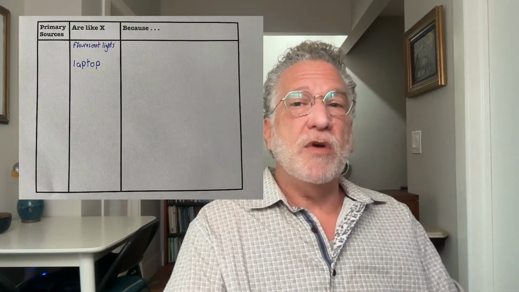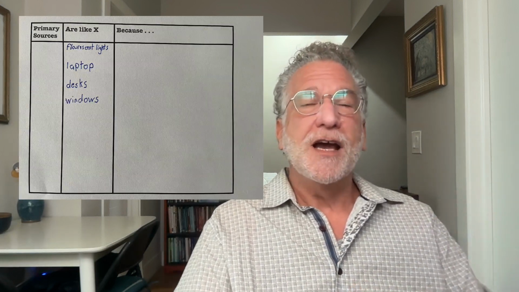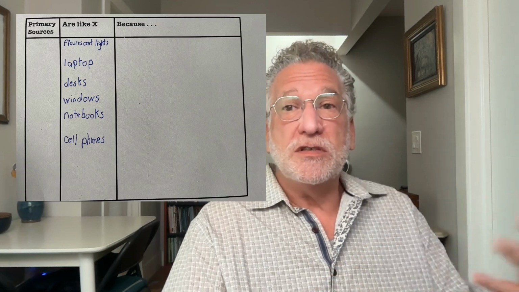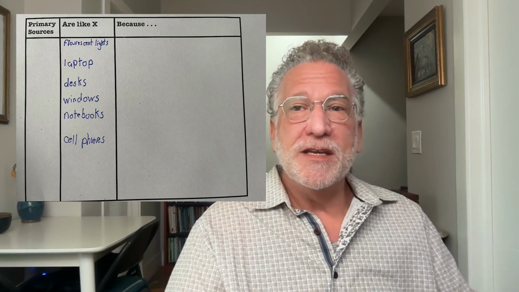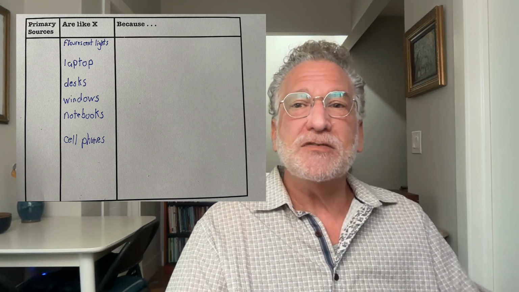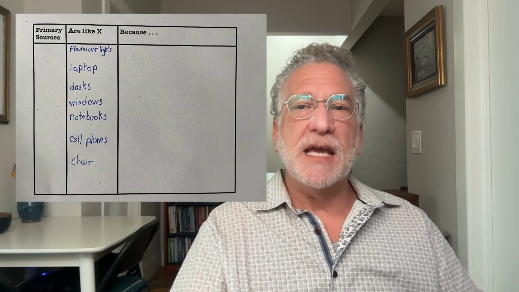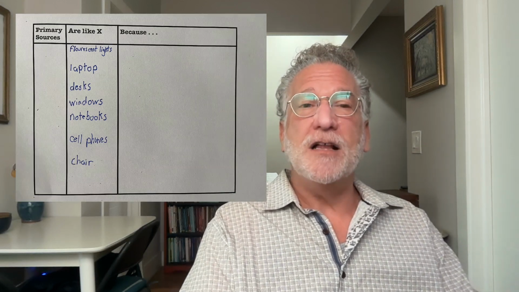So I might write down in the second column lights, fluorescent lights. I might write down laptops. I might write down desks. I might write down windows. I might write down notebooks and invite students to just shout out. Again, modeling openness to brainstorming. There's no bad ideas. I'm going to write everything down. And when I have, let's say, 6, 8, 10 concepts, concrete nouns in that second column, I'm going to stop.